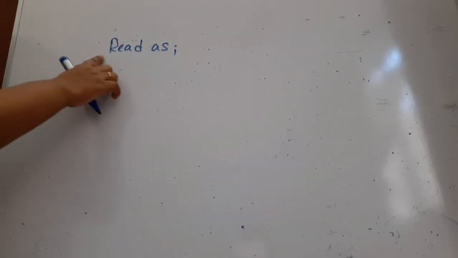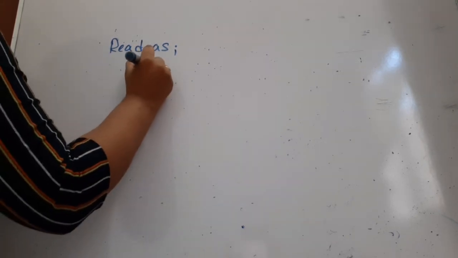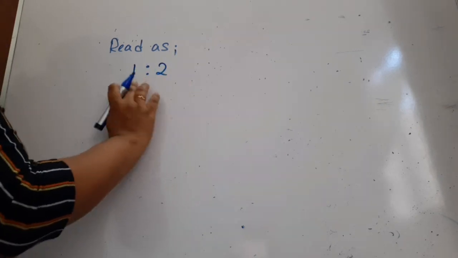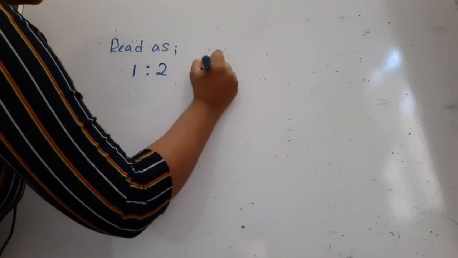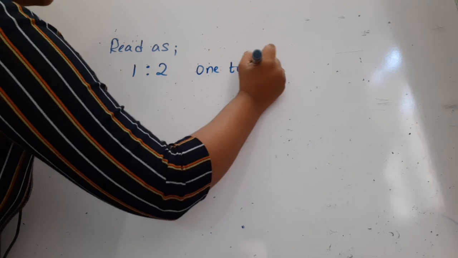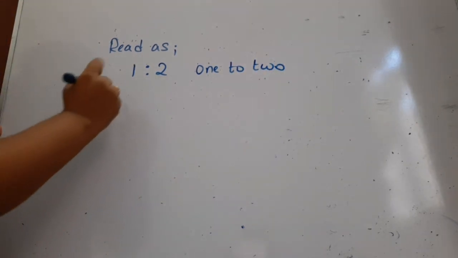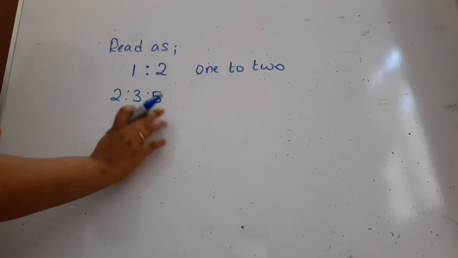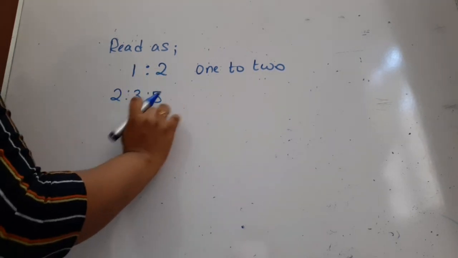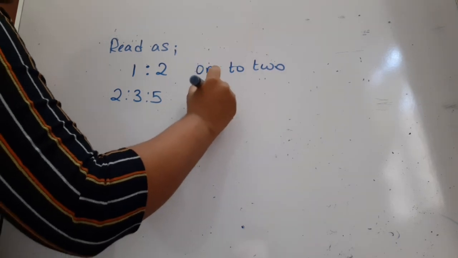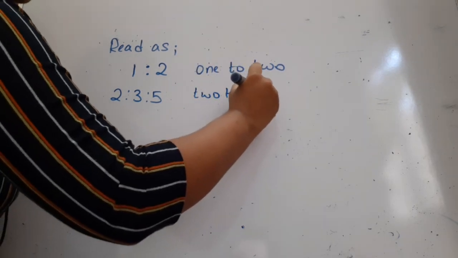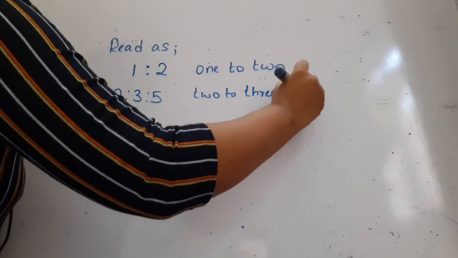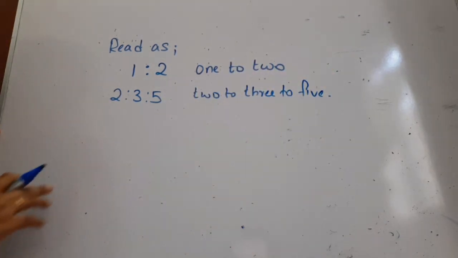Another thing you need to know is how to read a ratio. It's very easy, children. So look at this ratio. This is read as 1 to 2. That's it. To give you another example, we do have 3 numerical values. So you read this as 2 to 3 to 5. That's all. So that's how you read a ratio.